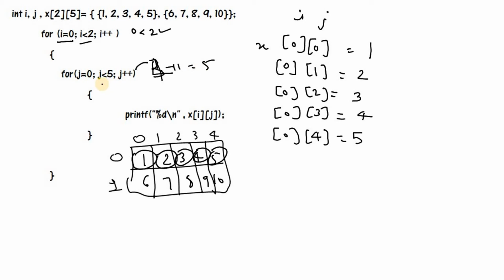5 is less than 5? No, condition is not satisfied over here. 5 is not less than 5. So it will go out of the loop. And again, it will check the condition. Now, it will increment the value by 1.